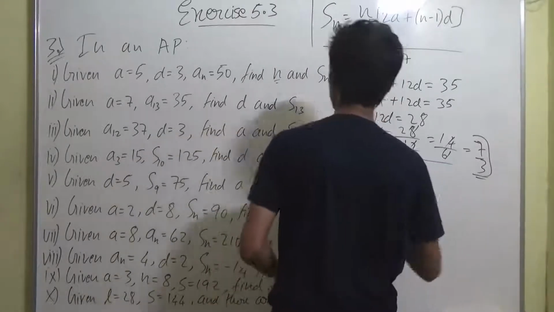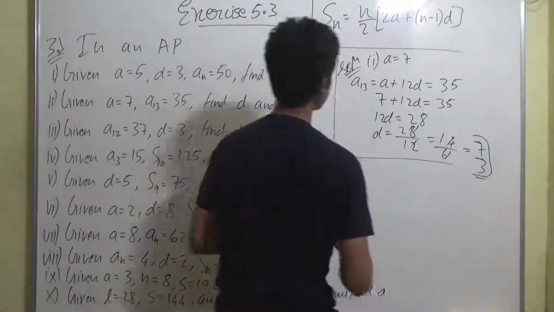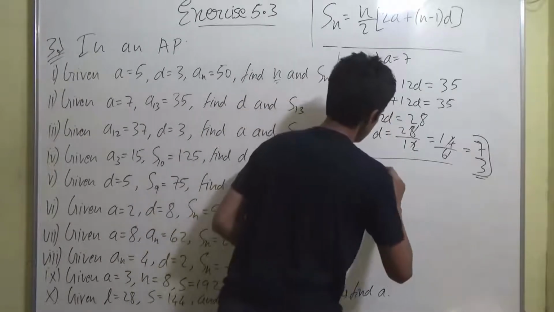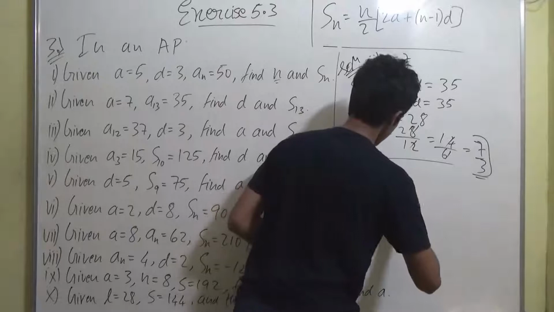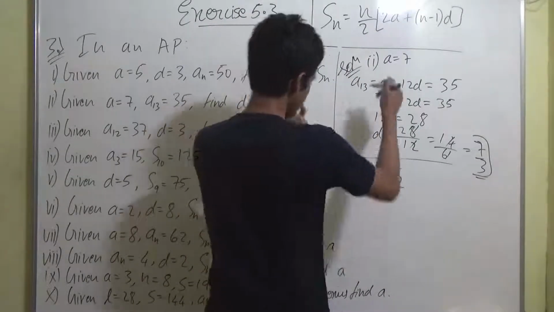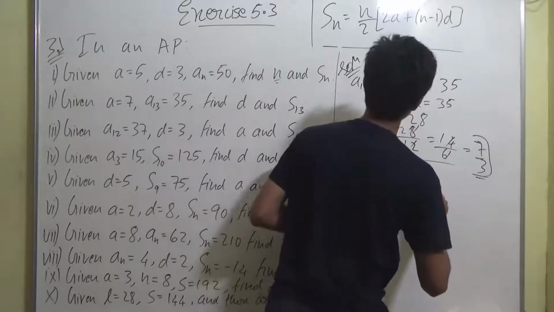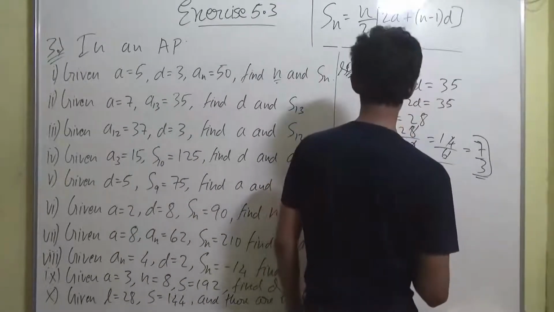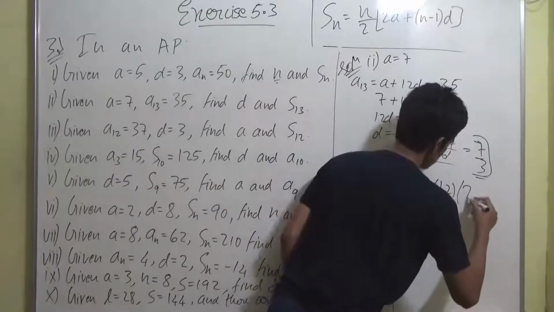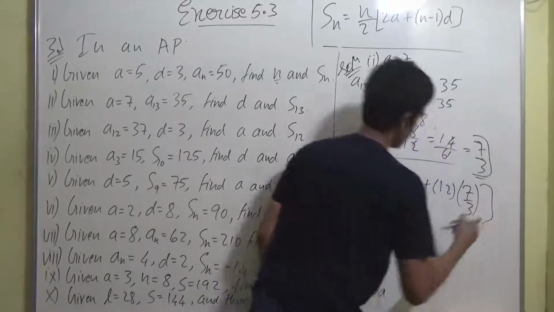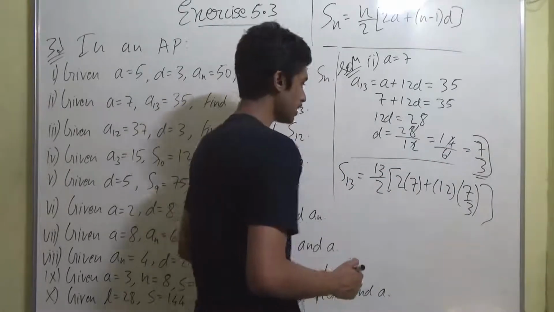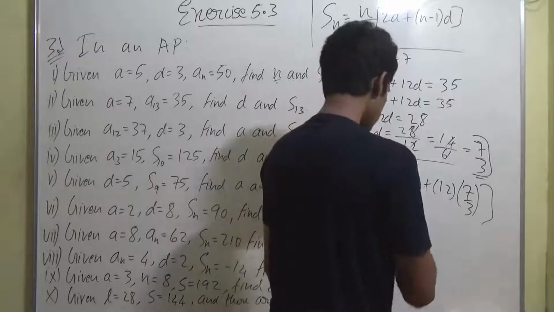Okay, d we found out, d is 7 by 3. Now we have to find S of 13. So S of 13 is, using that formula, 13 by 2, 2 into a. What's a now? a is 7, plus n minus 1 into d. n minus 1 will become 12. 12 into 7 by 3, because d is 7 by 3, right? We found it here. So now solving this, what we'll get?